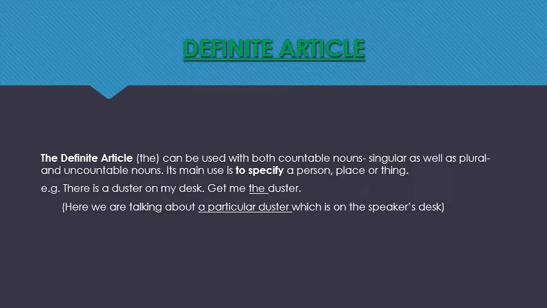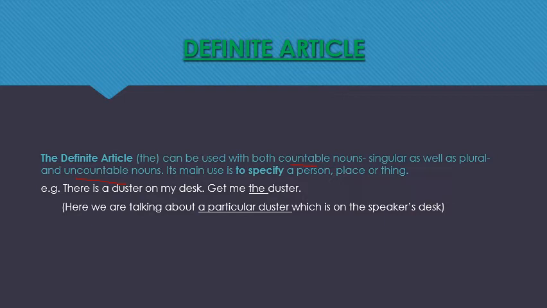Definite article. The definite article can be used with both countable, singular as well as plural, and uncountable nouns. Its main use is to specify a person, place or thing, countable as well as uncountable. It does not matter. Now, in the indefinite article, you have followed this rule of singular countable noun. But in this case, there is no law like that. It can be more than one unit, and it can be countable, it can be uncountable. Both are acceptable.